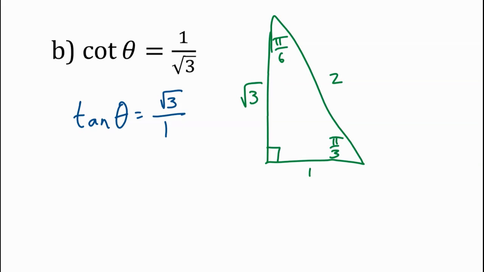Very good. So how'd you get that? Because that's opposite over adjacent. So if I need this to be opposite over adjacent, that means root 3 is opposite, and 1 is adjacent. And what is opposite of root 3? Pi by 3. And adjacent to pi by 3 is the 1. So theta related is pi by 3.